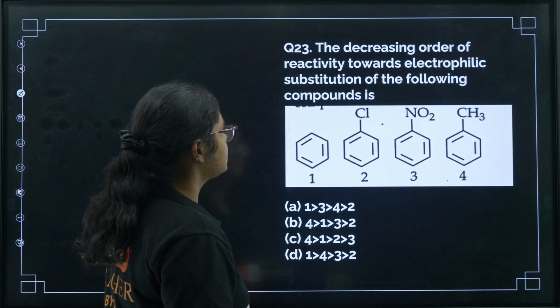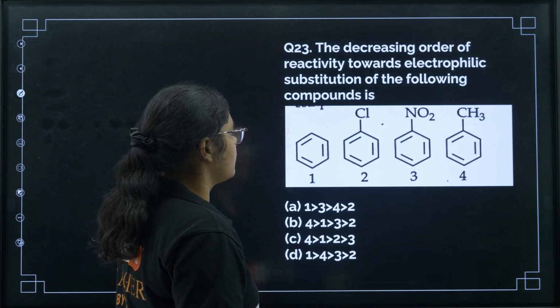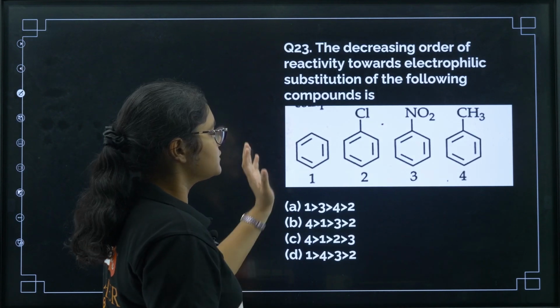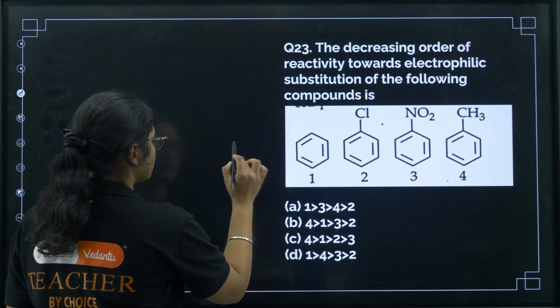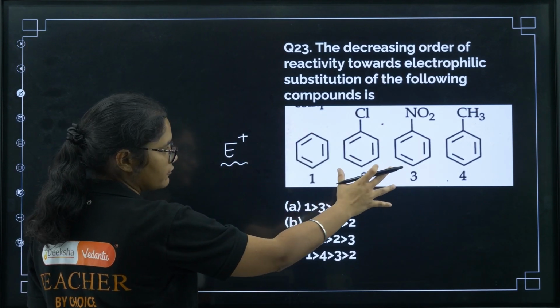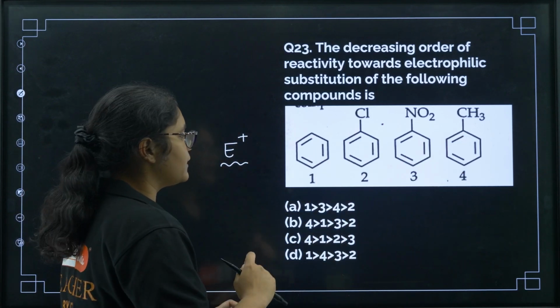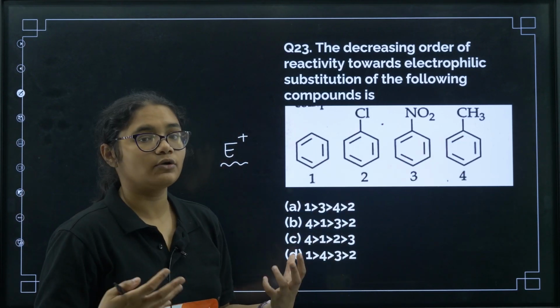Next, the decreasing order of reactivity towards electrophilic substitution of the following compounds is, okay. So these are the compounds, and they want to react with the electrophile. Now if this one wants to react with the electrophile, this compound should behave as a nucleophile, right. So that means it should have an electron rich group.